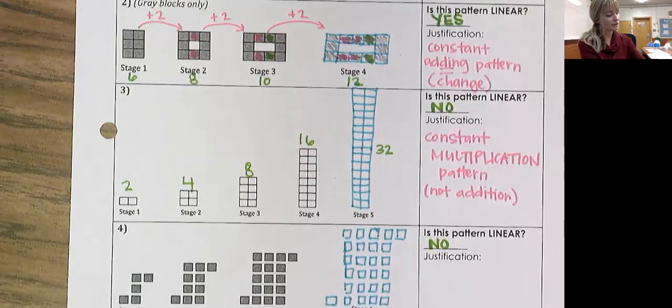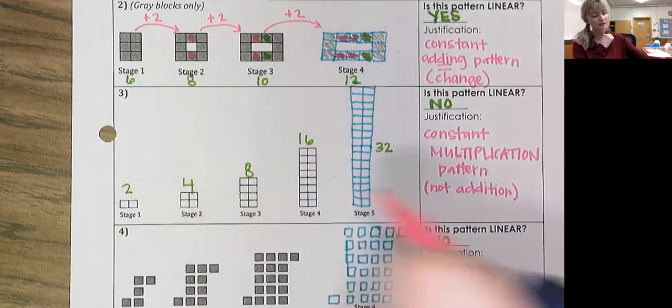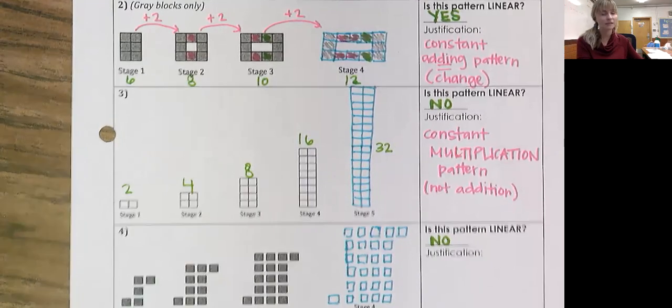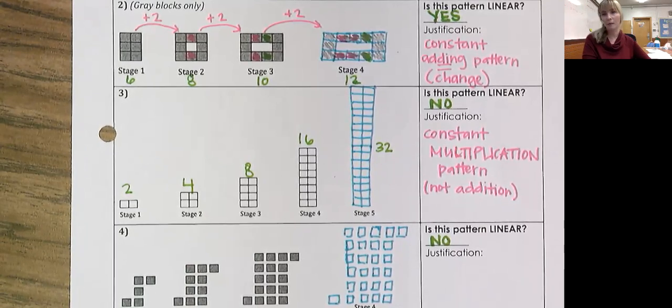Okay, and we'll clarify this and work on this with lots more patterns as we move forward. But if you see a multiplication pattern like that, it's a very important function. It's just not a linear one. It is not a linear one. It does not fit in the linear category. There's a pattern there, yes, not a linear pattern.